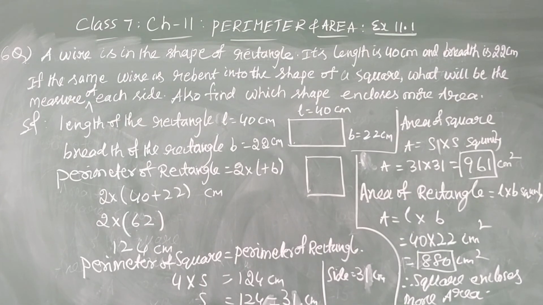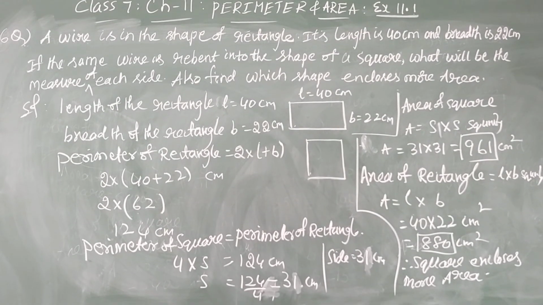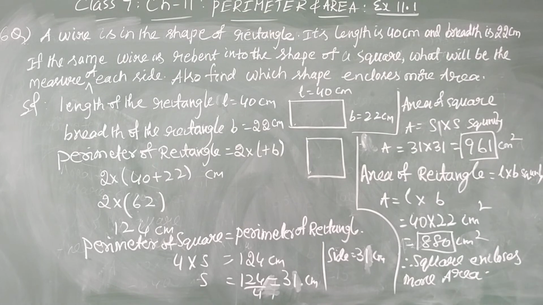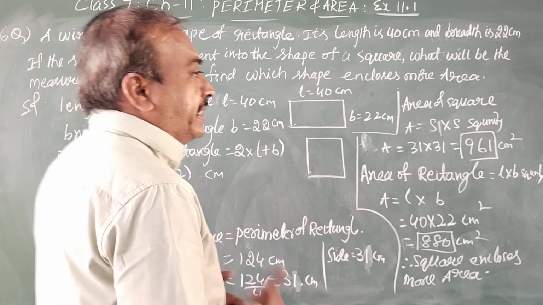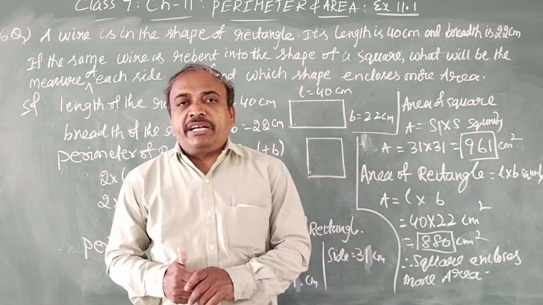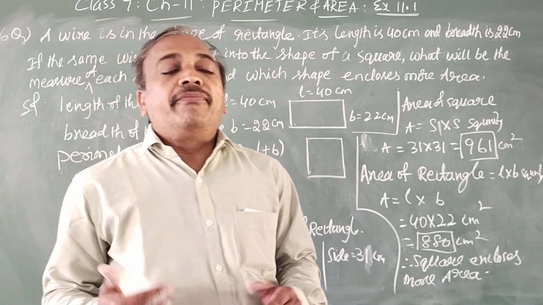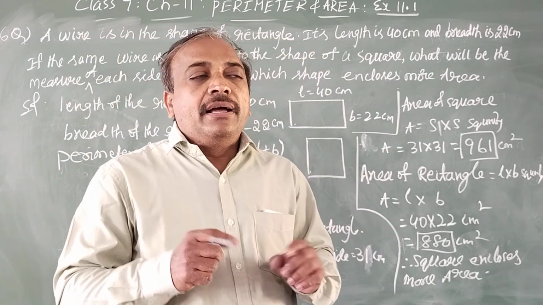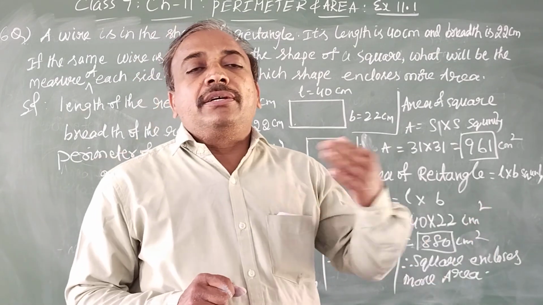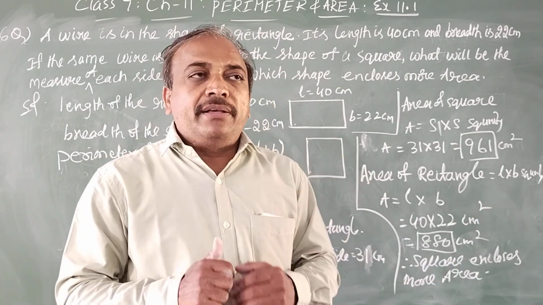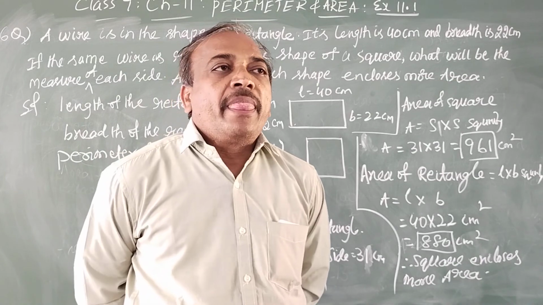So I hope it is clear to you how to calculate the area and perimeter of rectangle and square, how to compare, and conversion like shaping, rebent and reshaped. So these are the same terminology.